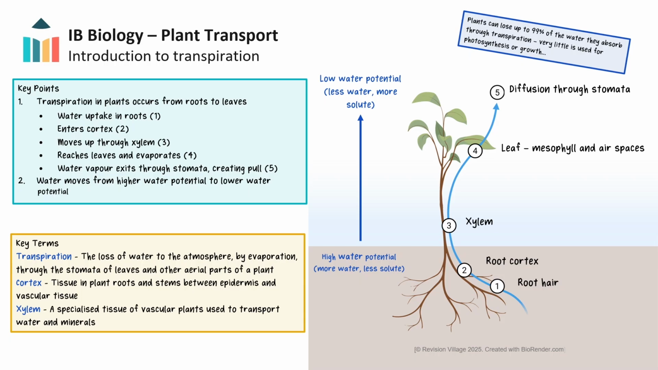Gradients play a crucial role in transpiration by driving the movement of water from the soil through the plant and into the atmosphere. The key type of gradient involved is the water potential gradient, which is the difference in water potential between two areas. Water always moves from areas of high water potential, with more water and less solute, to areas of lower water potential, with less water and more solute. In a plant, the water potential is highest in the soil, lower in the root cells, even lower in the xylem and leaf cells, and lowest in the air outside the leaf, especially on a dry, windy day.